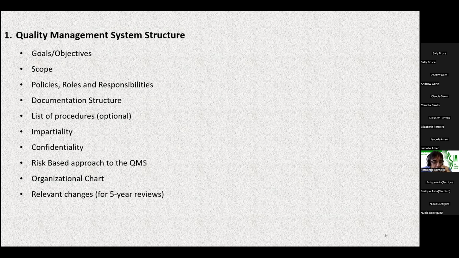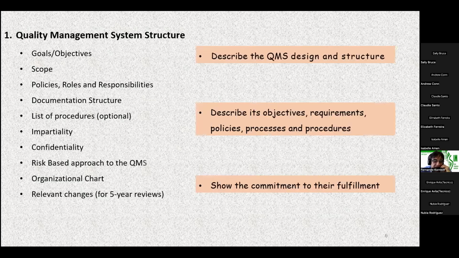Of all of this, what is the most important, why? Well, basically, it's trying to describe the design and structure of the system itself, objectives, requirements, policies, processes, and main procedures, and above all, to show the commitment to the fulfillment of those policies and objectives.